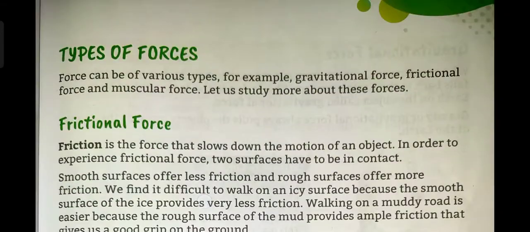Okay, move to the next type of forces. There are three types of forces: gravitational force, frictional force and muscular force.